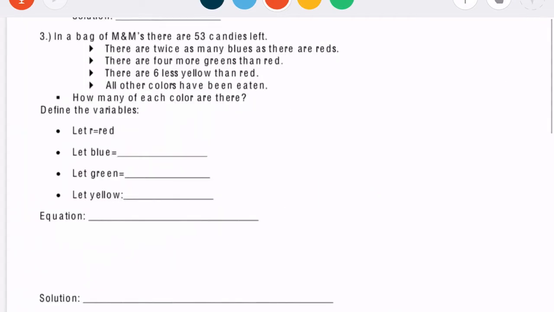All right, we're going to move right along. Number 3 is a little bit more involved just because there are all these different colors we have to account for.